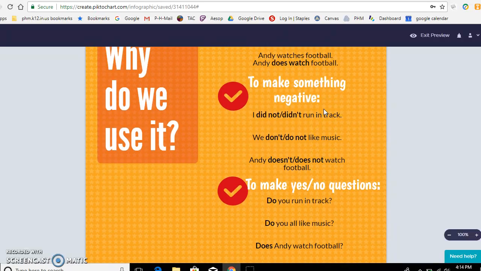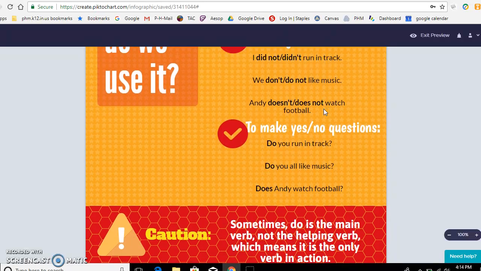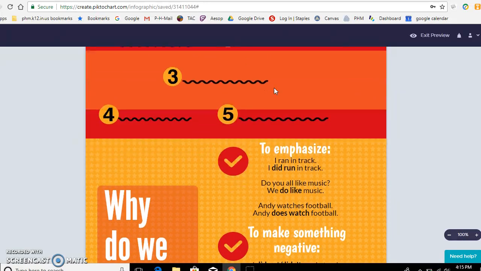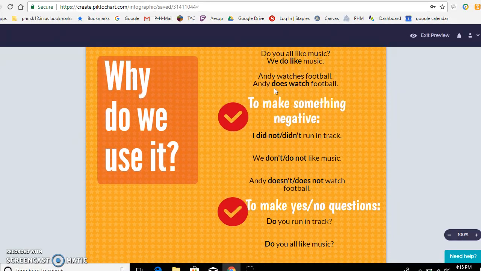The last reason why we use do is to make yes or no questions. So I took, again, the same examples I'd been using and turned them into questions. Do you run in track? Do you all like music? Does Andy watch football? So it reiterates the patterns that they found up here in section 2, and they apply them down here for why we use them.